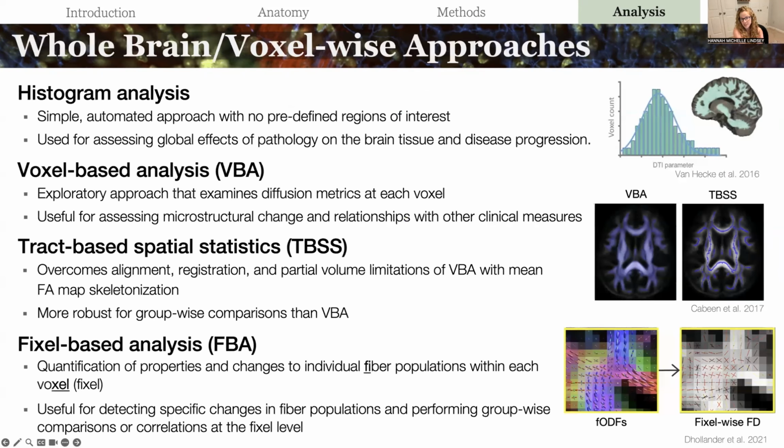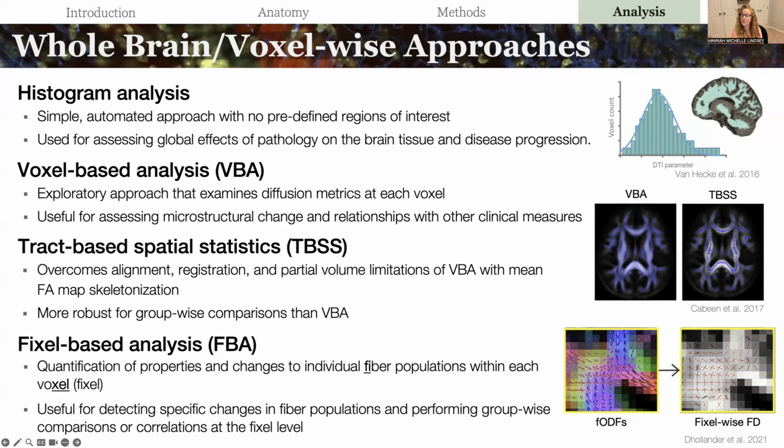Histogram analysis is an automated whole brain method that does not require any predefined ROIs or regions of interest, and it's ideal for assessing global effects on the brain tissue, which makes it useful in disease progression studies or evaluating treatment effects. It extracts diffusion metrics from all white matter voxels and then plots them on a histogram and summarizes the distribution. You can extract parameters like mean, median, peak height, skewness. All of these can be extracted and compared across groups using inferential statistics.